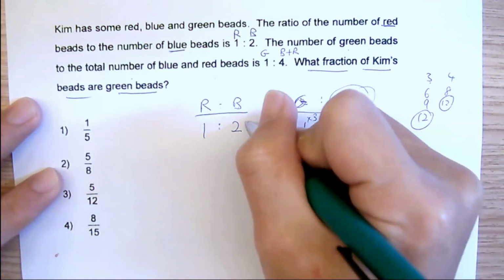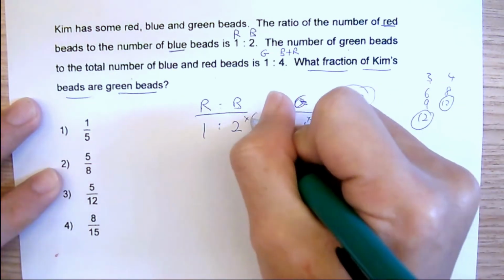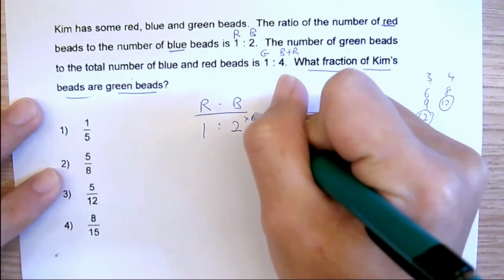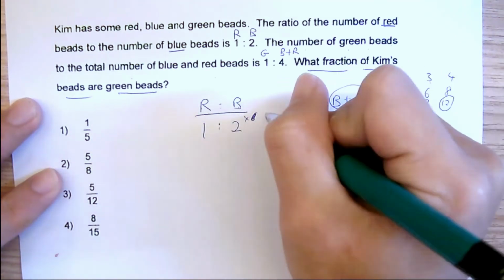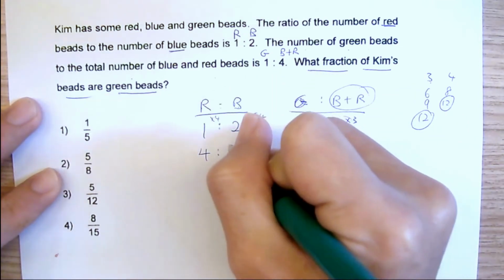And this entire thing, I want to make this into 12, so I have to times 6. And then I have to, okay, sorry. This one is times 3. And I think I have to times 4. Then this one times 4. So this one will be 4:8.